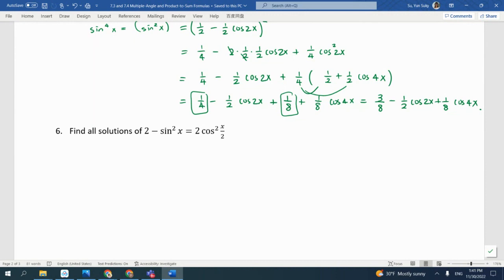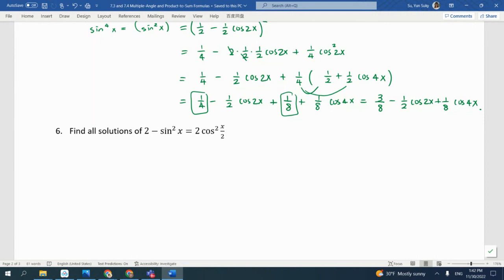So, do you see this cosine square? Maybe we can reduce the power and double the angle, and the x over 2 will become x. Right, everybody? So this is why we don't change this one, we change that one. Because the double angle formula will double the angle, we get x. But here, if you use this one, the double angle formula will change the x to 2x. You don't want that.